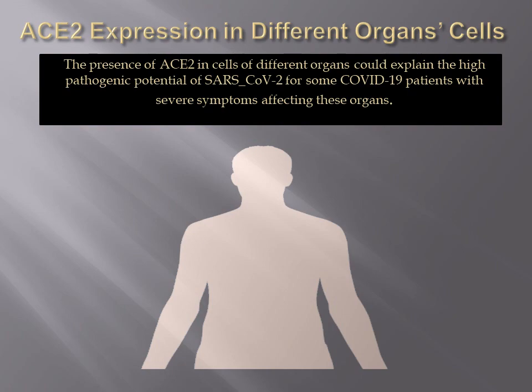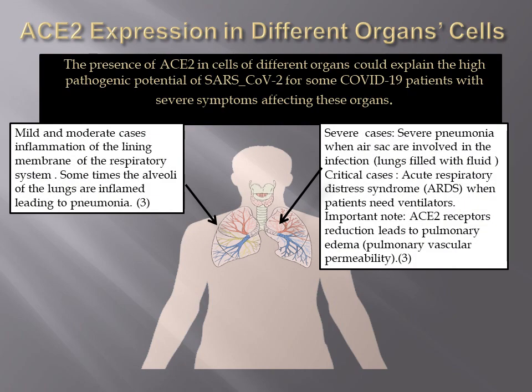Of course, the most common is the respiratory system, especially the lungs. We have cases ranging from mild and moderate to severe and critical. The more part of the lung is infected or involved by the infection, the more severe are the symptoms, the more fluid the lungs will be filled with, and the harder it will be for the lung to perform its function and to bring oxygen into our body, leading to hypoxia, difficulty of breathing, and so the patients end up on ventilators.